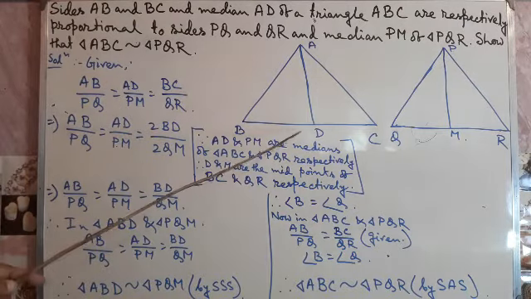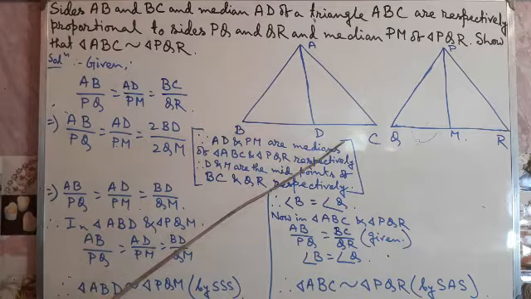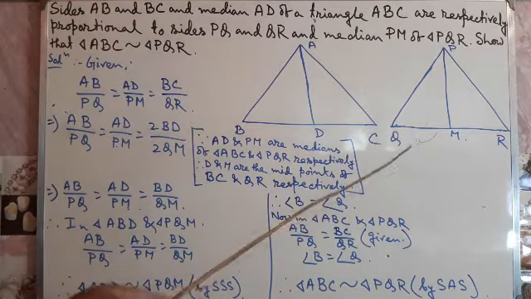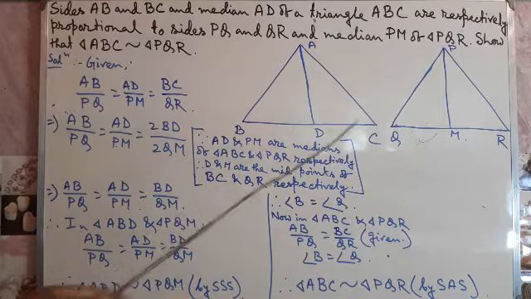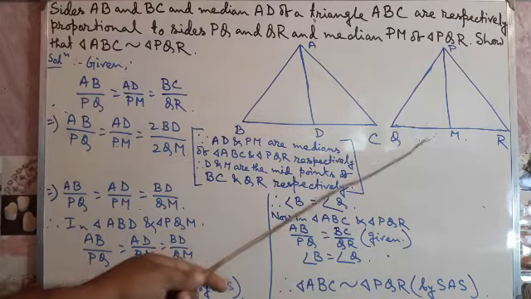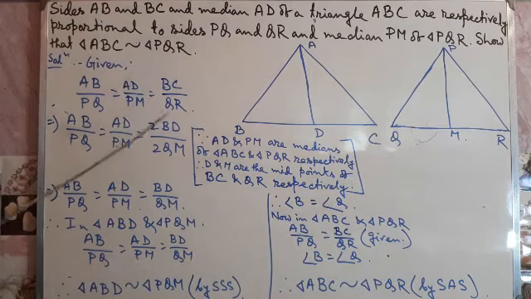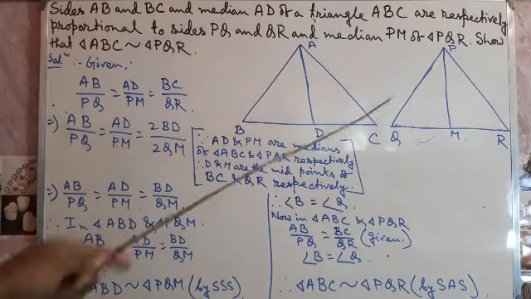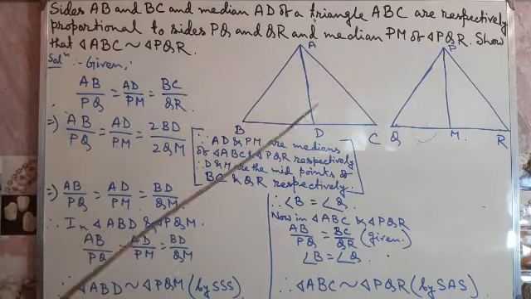Now as AD is the median, D is the midpoint of BC. Similarly, as PM is the median, M is the midpoint of QR. So BC is equal to 2BD and QR is equal to 2QM. Instead of BC and QR we wrote 2BD and 2QM, eliminating 2 from the numerator and the denominator, we will get AB by PQ is equal to AD by PM is equal to BD by QM. So in triangle ABD and triangle PQM, the corresponding sides are proportional. So these two triangles are similar.